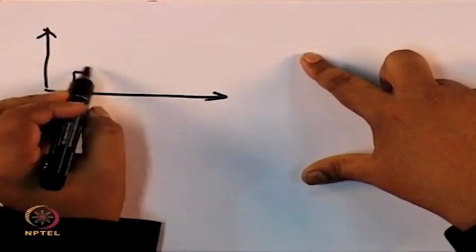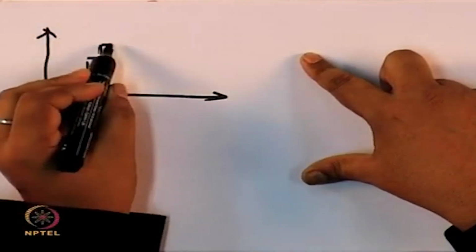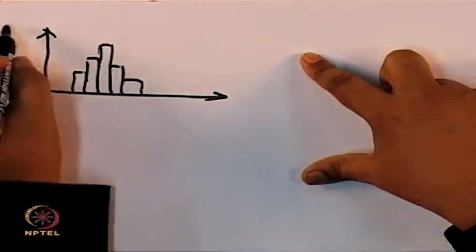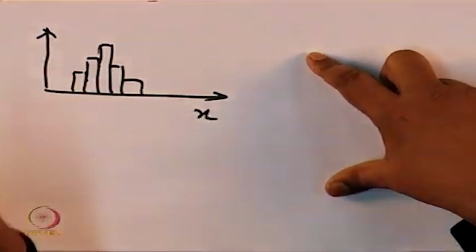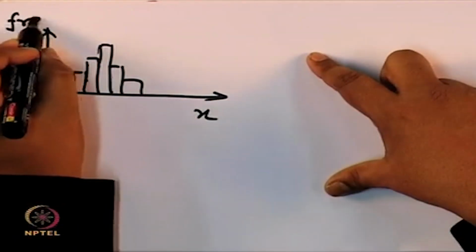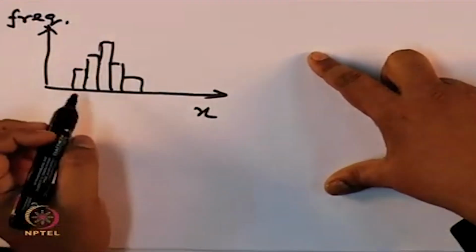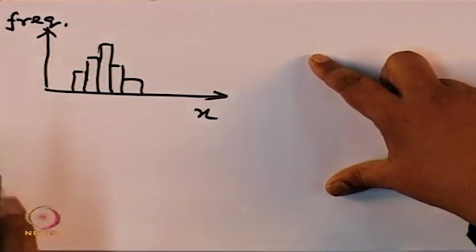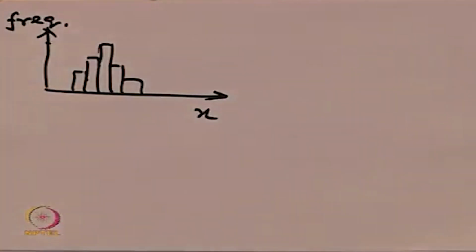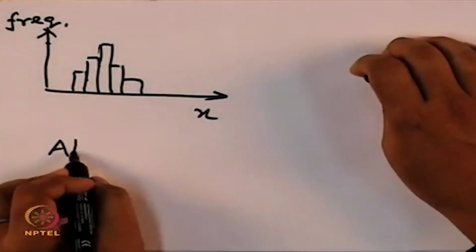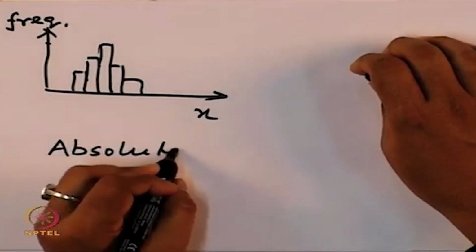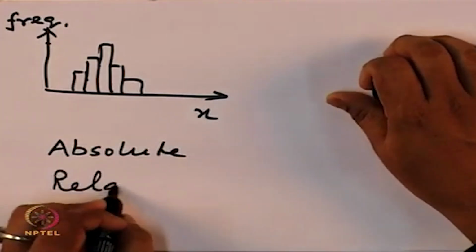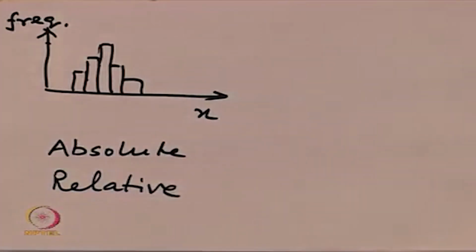Right. This is my frequency axis, and this is my variable x, let us say. This vertical axis is my frequency, and this is how I can plot them. Now, this frequency axis can be plotted in absolute terms or in relative terms, and this relative frequency is important when you are comparing between two separate experiments or two different conditions and the number of data points is not the same.